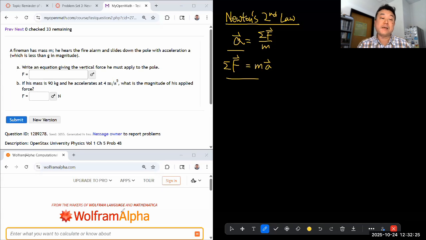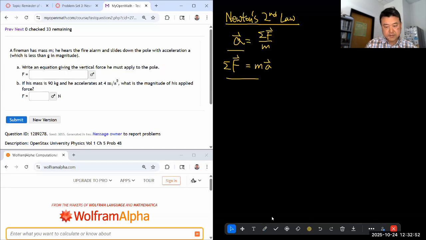Let me read this question here. It says, fireman has some mass m. He hears an alarm, slides down the pole with an acceleration a, which is less than g. So he must be applying some kind of friction force to the pole, which makes sense. Otherwise, what is the pole there for? Why not just jump down the whole story? So it says, write an equation giving the vertical force he must apply to the pole.